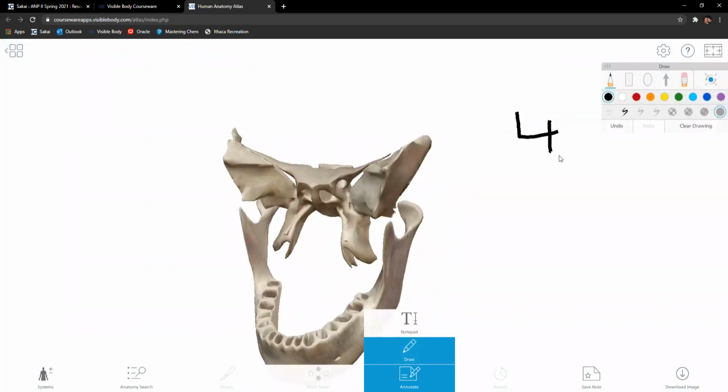So number 4, the origin is going to be this spot right here. And the insertion is going to be this spot right here. So again, name the landmarks and name the muscle. Okay, so just like we said on number 3 for the medial pterygoid, for this muscle, it's going to originate on the lateral surface this time of the lateral pterygoid plate. So lateral surface of the lateral pterygoid plate. And the insertion is going to be the condylar neck of your mandible.